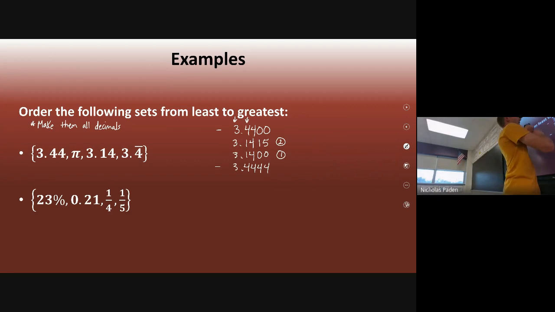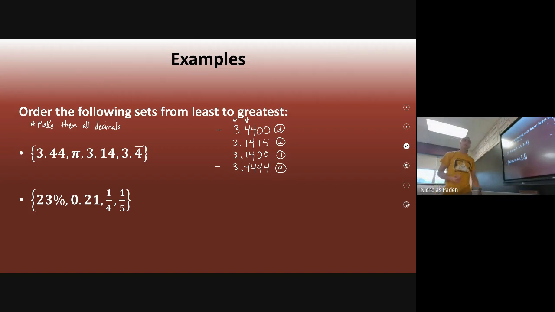3.44, 3.440, 3.444. 0 is less than 4, so that is third. And then the greatest one is 3.4 repeating.